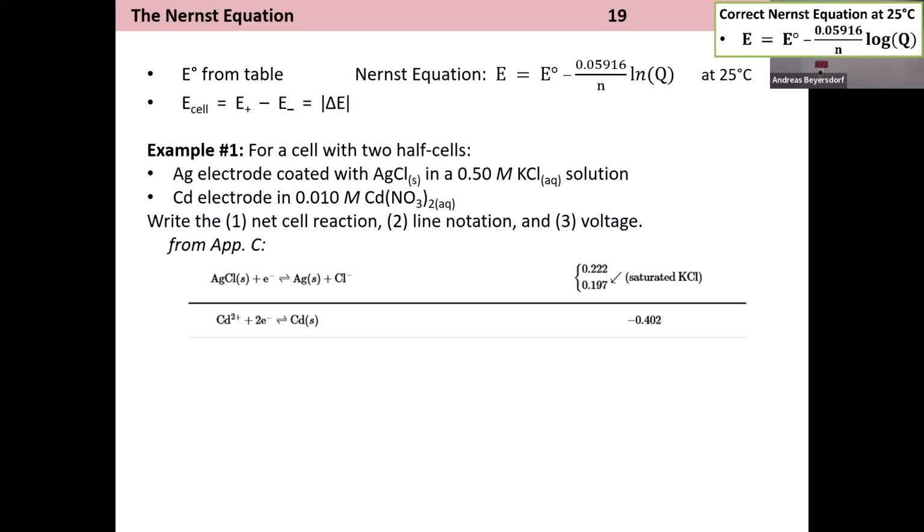What's the oxidation number for the silver in silver chloride? 1 plus. Why? Because the chlorine is 1 minus. So it's going from 1 plus to 0. Our cadmium, what's the charge of our cadmium here? 2 plus. Why? Because nitrate is minus. So that means I have cadmium 2 plus plus 2 electrons going to form cadmium.